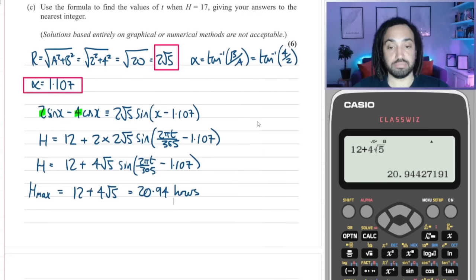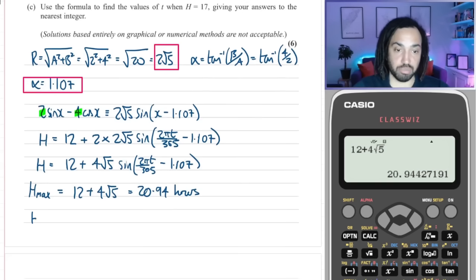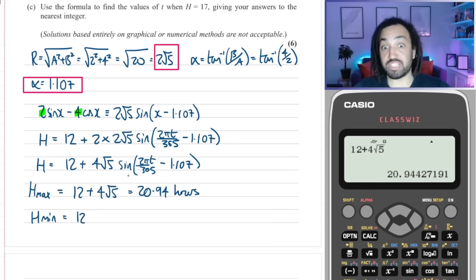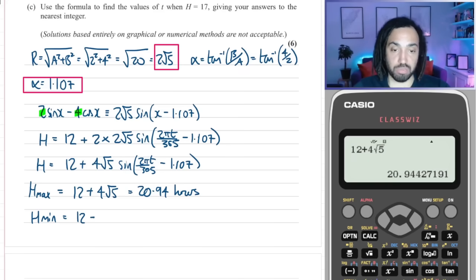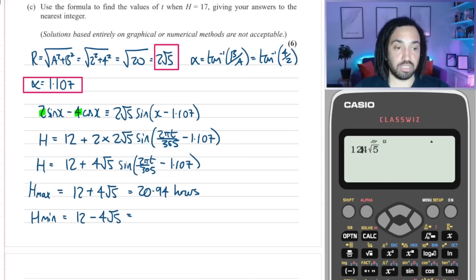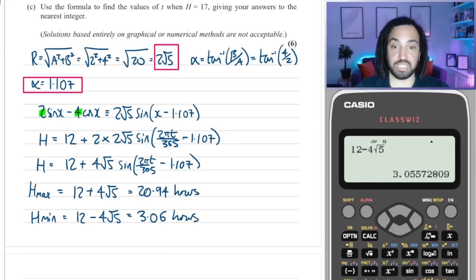Okay, next it's also asking for the minimum. So h minimum is going to be 12. And then when's the minimum going to happen? When the sine function is minus 1. Times minus 1 by the 4 root 5 gives us minus 4 root 5. So now what we need to do is just change that to a minus. So that is equal to 3.06 hours. And I've just realised it says give it to 3 significant figures, so I need to knock that 4 off.